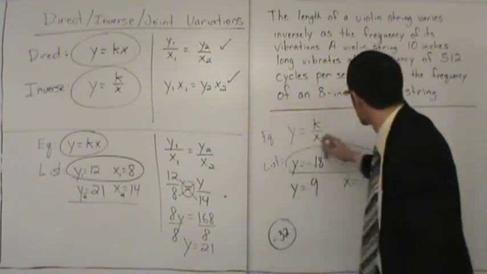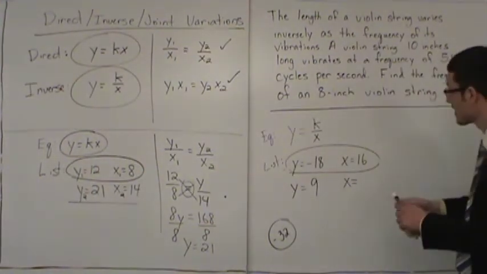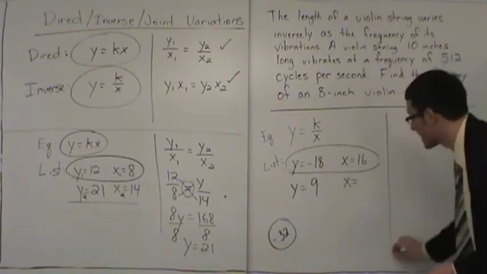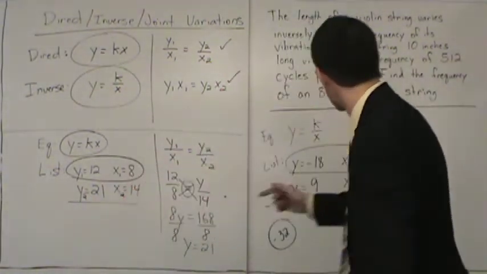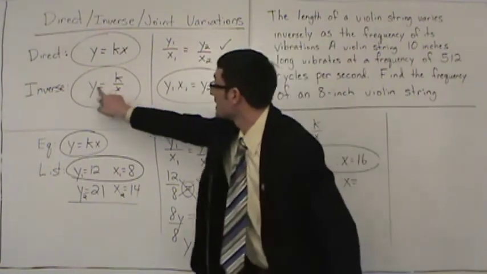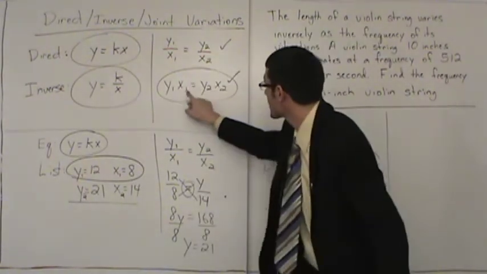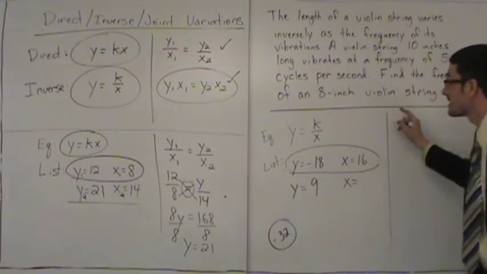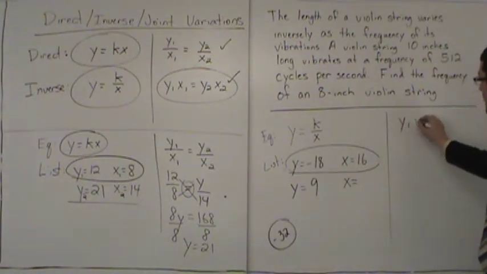So looking back over here, the scientist says, we're not concerned with the theory. We're concerned with, can we just get an answer? Let's just get an answer. So watch this, this is so much faster. This equation is another form of what? Inverse. So we're going to use y1 x1 equals y2 x2.